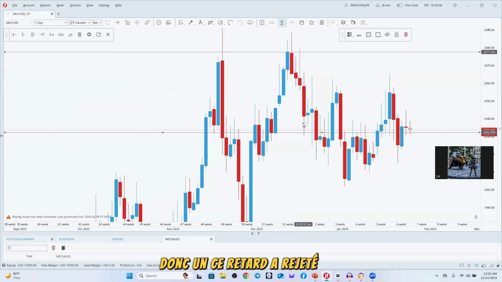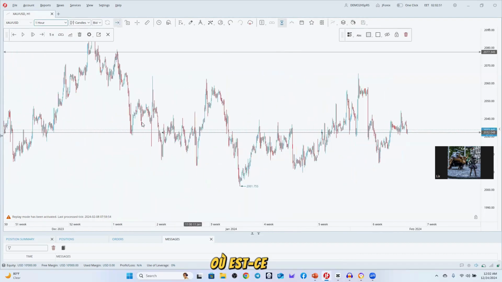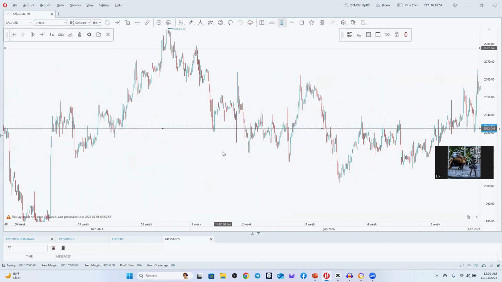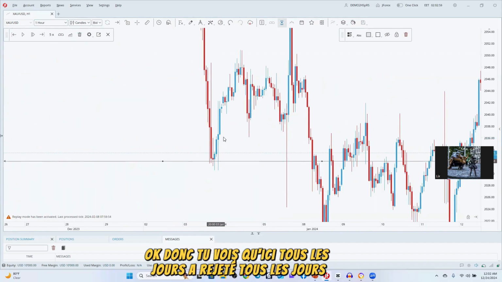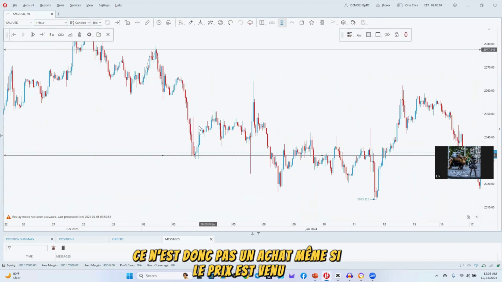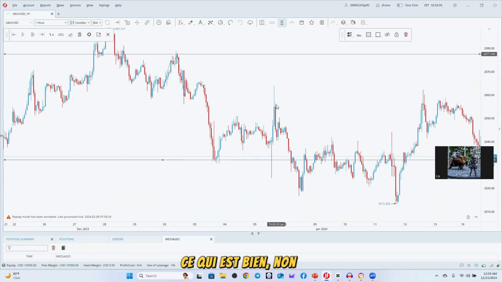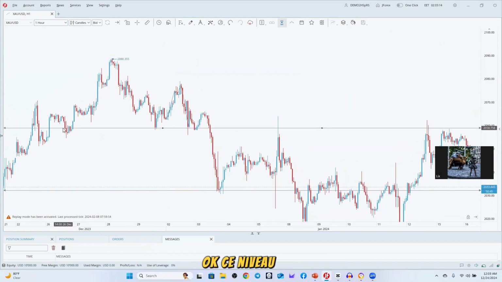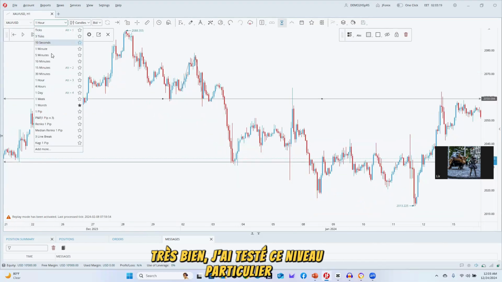So when this daily has rejected and you want to see if it's a buy, then we have to make sure that 1 hour has broken out. Where is it? Okay, so you see that here daily has rejected daily, but 1 hour has not given us a breakout, right? So it is not a buy, even though price came. So that's why price went down pretty good, right? And then came to retest this level.